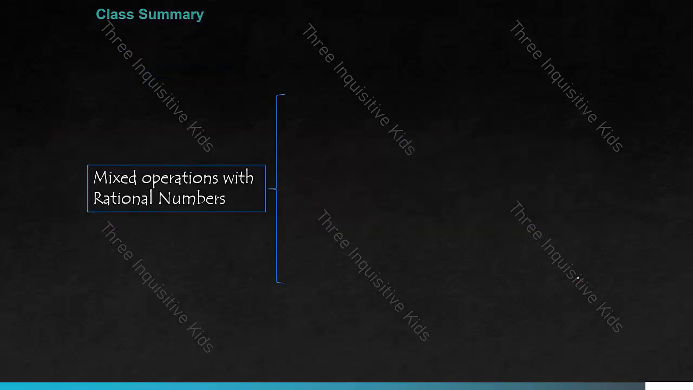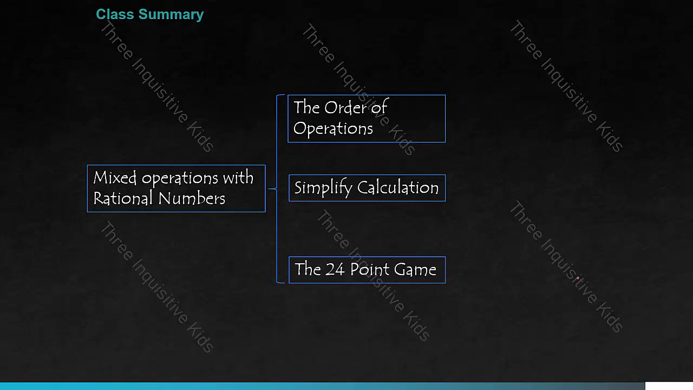Today we learned mixed operations with rational numbers. It was basically a review of what we learned in the previous lessons. And we learned about the order of operations and how to simplify your calculation. You can use the distributive property of multiplication, or you could just do the parentheses itself. And we played a little bit of the 24-point game.